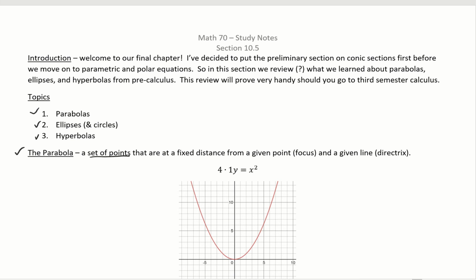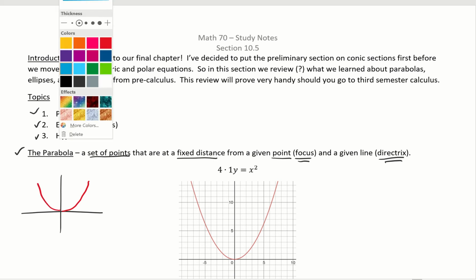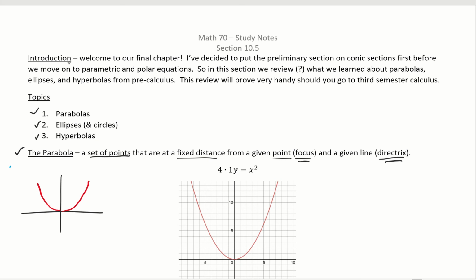It's a set of points that are a fixed distance from a given point known as the focus and a given line known as the directrix. So the way you typically develop this, and I'm going to work on the side here, is you've got the parabola. We know what it looks like. Usually you start based at the origin, and the fixed point is right down the axis of symmetry.